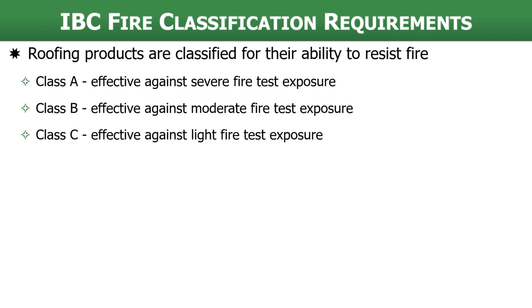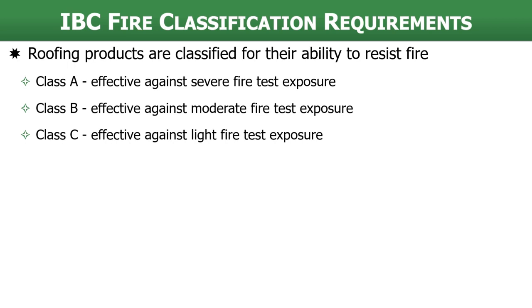Class A is the most effective. It's effective against severe fire test exposure. Class B is effective against moderate fire test exposure, and Class C is effective against light fire test exposure. Class C would be the least effective of the roofing products and their fire classification. And yet Class C is quite common on residential buildings, although of course, depending on where the building is, you may have to have Class B or in fact Class A.